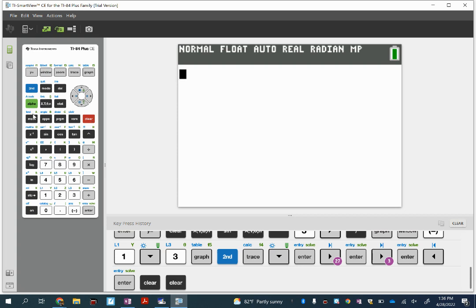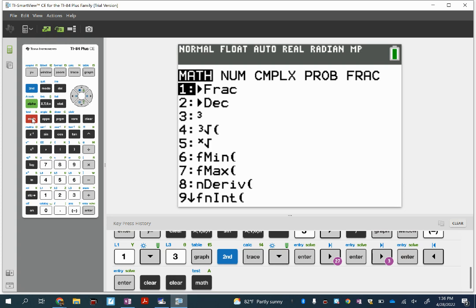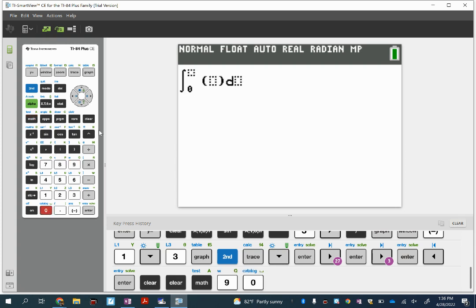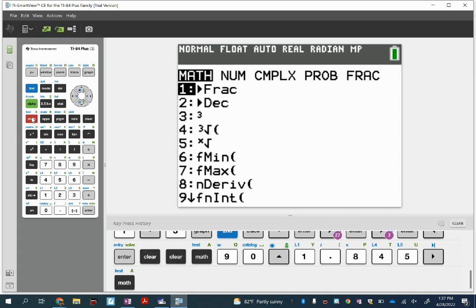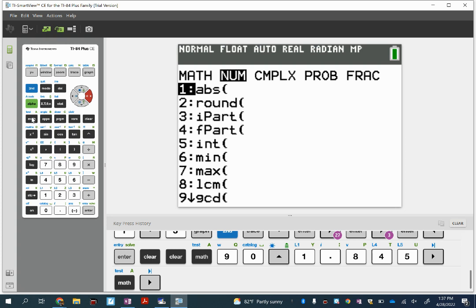There you go. Hit math. You're in math class. I want to do an integral. Do you guys see number 9? Number 9 is the integral. So number 9, I'm going from 0 to 1.845. And then here's how you find the absolute value. Make sure you get into the parentheses there. You're going to hit math again. And then you see where it says NUM. I guess that's probably number, but it could be numerical operations. I'm not sure what it is. But hit NUM.